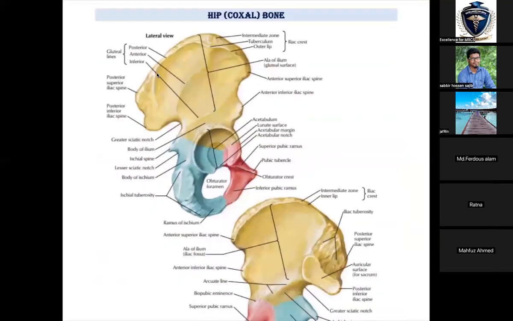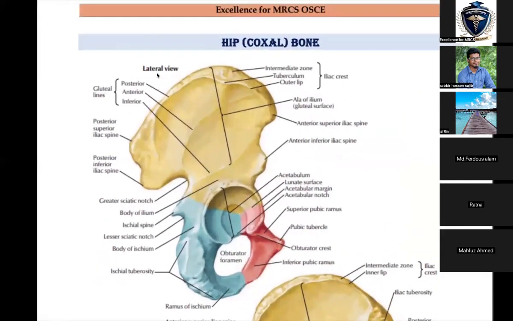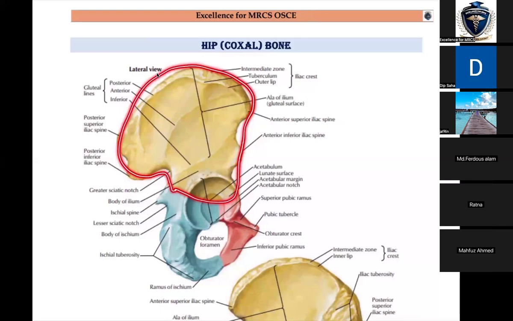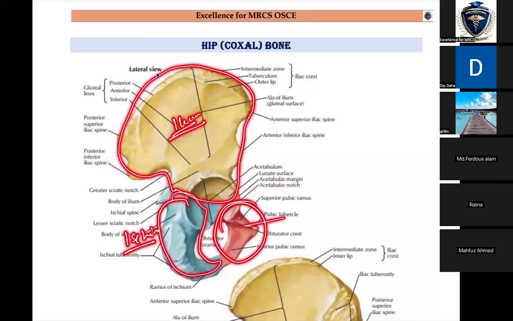Okay, so at first this is a hip bone, right? Now tell me, what are the parts of the hip bone? How many parts? Three parts, yes. So now tell me what is this? Ilium. Yes, very good. And this is ischium, and this is pubis. Right. Very good.